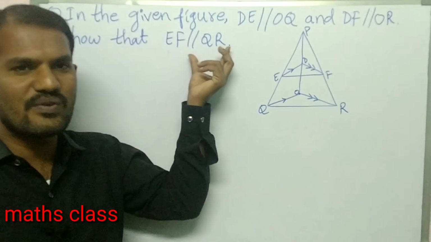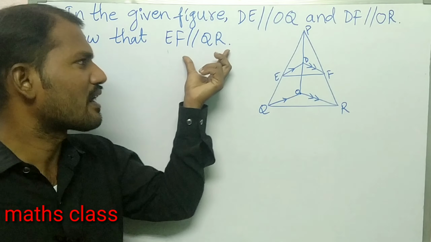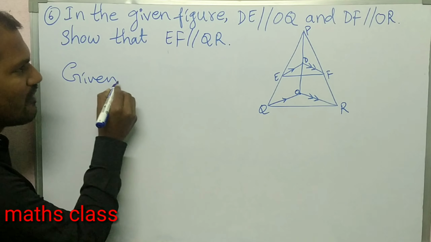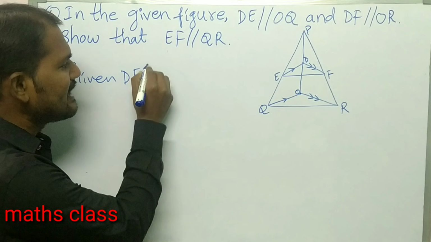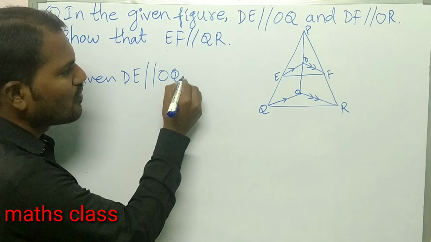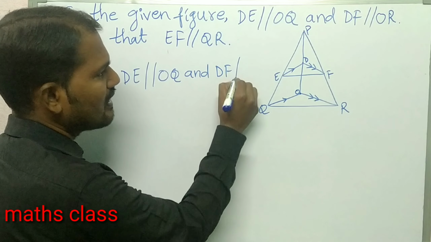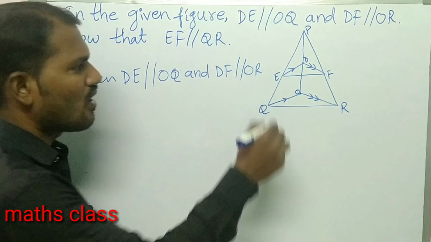Next problem: DE is parallel to OQ and DF is parallel to OR. Show that EF is parallel to QR. Once all of you see, children, here what is given? Given first of all DE is parallel to OQ and DF is parallel to OR.